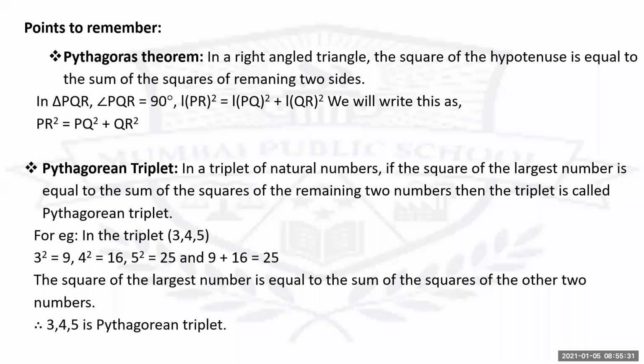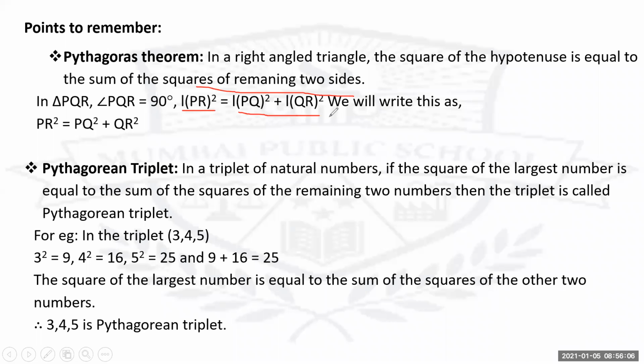Points to remember in this. The first point to remember is the Pythagoras Theorem. The statement of the theorem is: in a right angled triangle, the square of the hypotenuse is equal to the sum of the squares of the remaining two sides. Now this you have been studying since 6th standard. The hypotenuse square equals the sum of the squares of the remaining two sides.